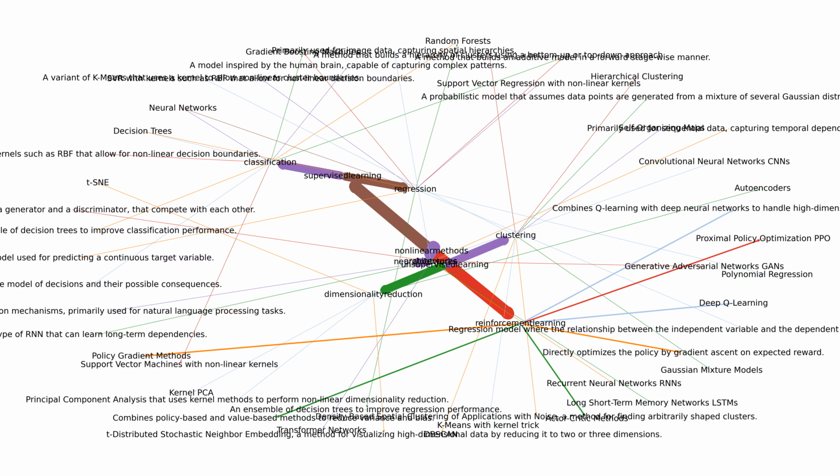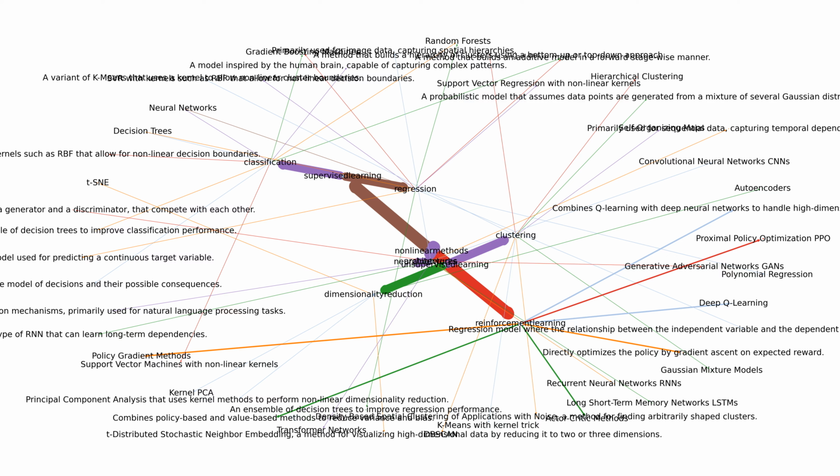Unsupervised learning. Clustering. Method: K-means with kernel trick. Description: A variant of K-means that uses a kernel to allow nonlinear cluster boundaries. Method: DBSCAN. Description: Density-based spatial clustering of applications with noise. A method for finding arbitrarily shaped clusters.